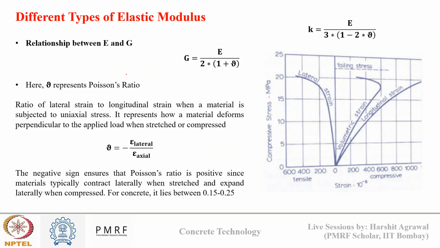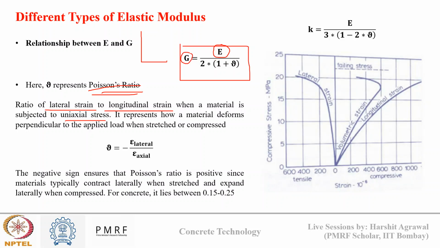Now, how are these MOEs related to each other? They are related by a factor known as Poisson's ratio. This is my shear modulus, this is my Young's modulus, and they are correlated with each other by the factor known as Poisson's ratio. What is this Poisson's ratio? It is the ratio between lateral strain and longitudinal strain when the material is subjected to uniaxial stress.